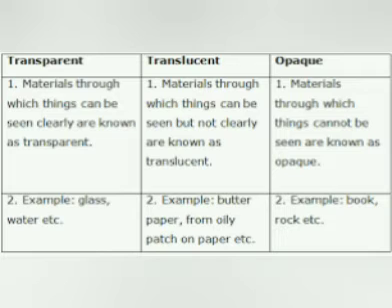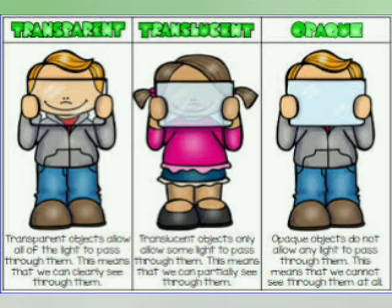Now if we consider a sheet of paper, if we can see through clearly, it is transparent. If we can partially see through, that we cannot actually identify everything clearly, then it is translucent. And if we cannot see through completely, it is opaque. An oily paper can be a translucent paper.